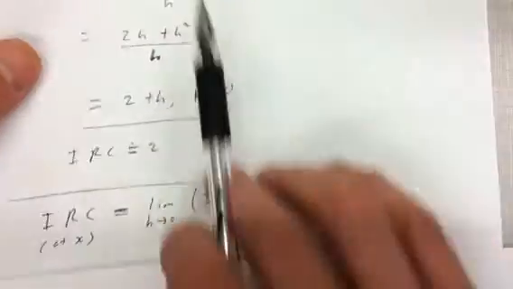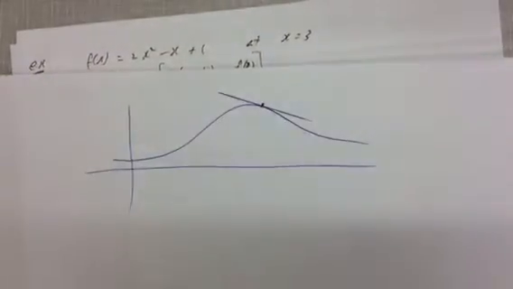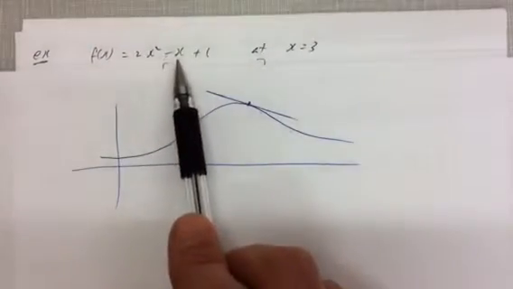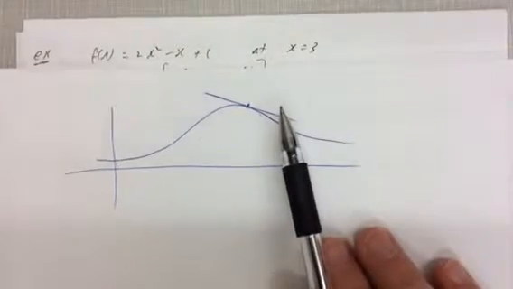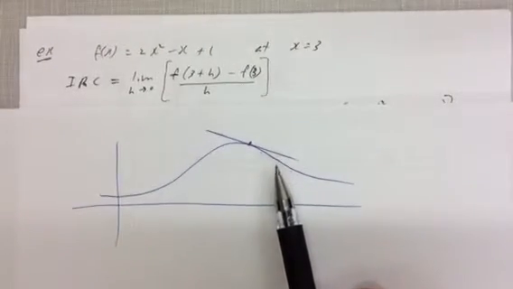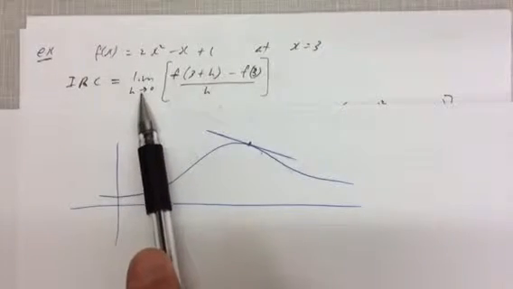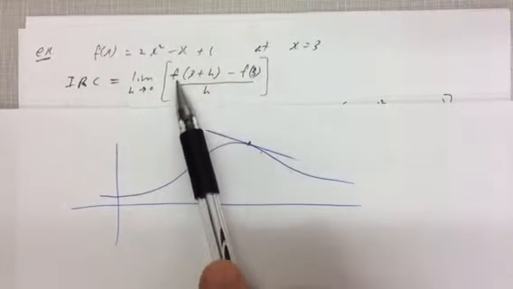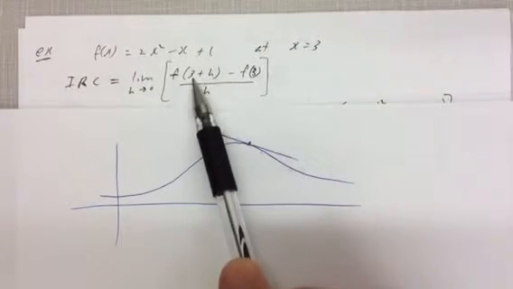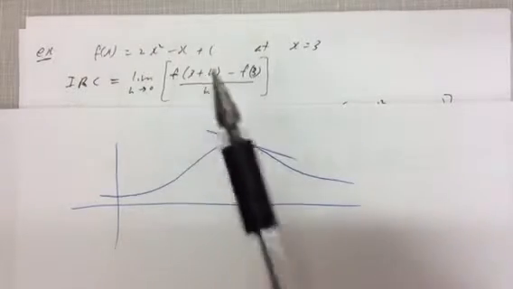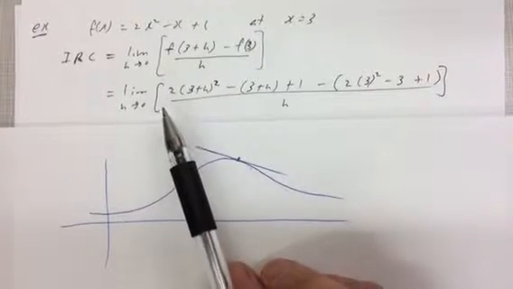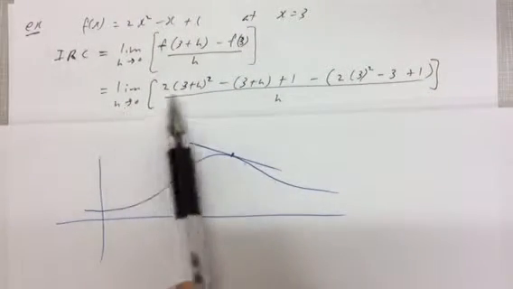So let's try this out. Let's look at this nice quadratic function here. f of x equal to 2x squared minus x plus 1 at x equal to 3. Well, here's our expression for instantaneous rate of change now. We're adding the limit to our old average rate of change expression. So f of 3 plus h, because x is 3, minus f of 3 all over h. Let's see what happens when we simplify this. So we're going to plug that in, still writing the limit there.